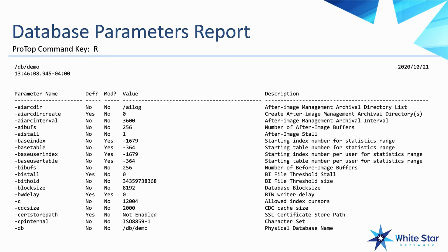This is a scrollable screen. I've just shown the first 20 some odd lines here, but you can go through this and see what all of the current database startup parameters are. Very handy. You can make a copy of this if you want to keep records of it and tuck that away somewhere.